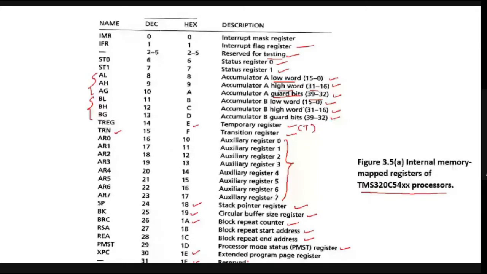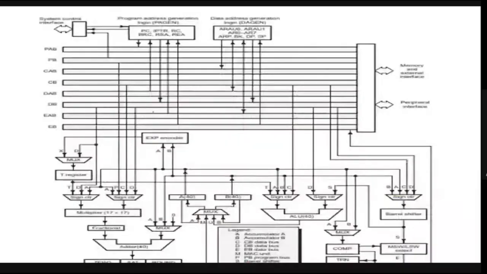And this is the architectural block diagram of the TMS320 C54XX family processor. What we were discussing: block repeat counter, block repeat start address, block repeat end address, and the repeat counter RC. IPTR is the interrupt vector pointer, and PC is the program counter. All those things come along with the program address generation logic.